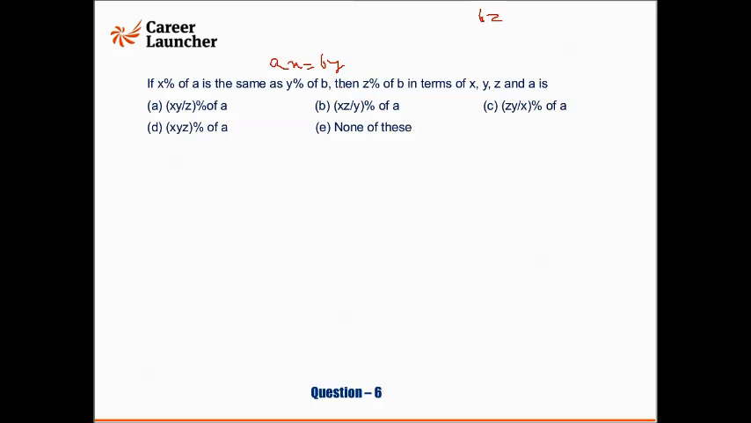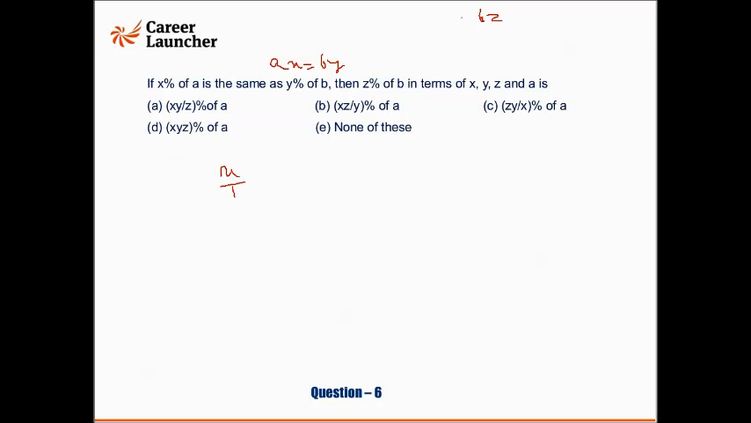And we have to calculate z% of B, that is BZ. Now from here we can calculate the value of B as AX upon Y, and we multiply this by Z because we have to calculate this BZ. So you will get AX upon Y into Z, that is XZ upon Y percentage of A. So you will get B as answer. I show you how.